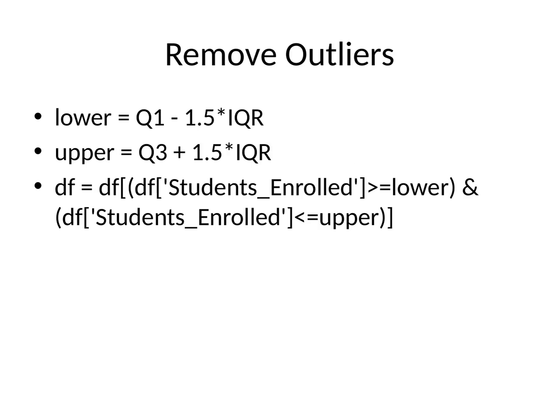To remove outliers, compute the lower bound as the first quartile minus 1.5 times the interquartile range, and the upper bound as the third quartile plus 1.5 times the interquartile range. Then filter the data frame to keep only rows where the students enrolled column value falls between the lower and upper bounds, inclusive. This removes extreme outliers while preserving the main distribution of enrollment values.